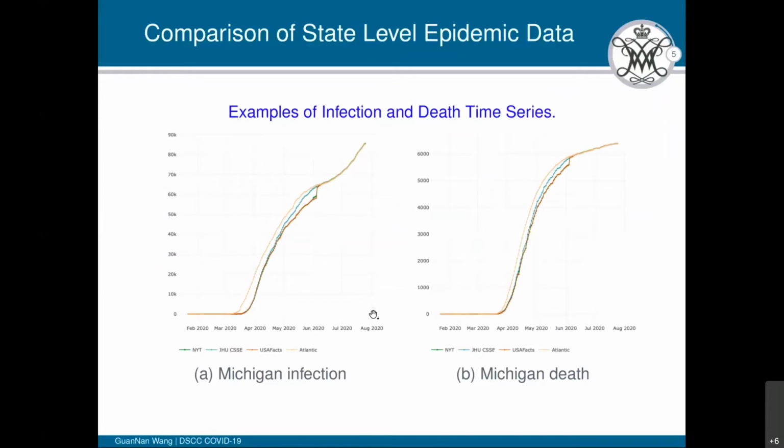And these two plots illustrate the state-level time series from different sources. For example, Michigan started to report the probable cases and deaths since April the 5th. And probably due to the correction of those probable cases, Atlantic reported a higher infected and death count in the following 3 months.